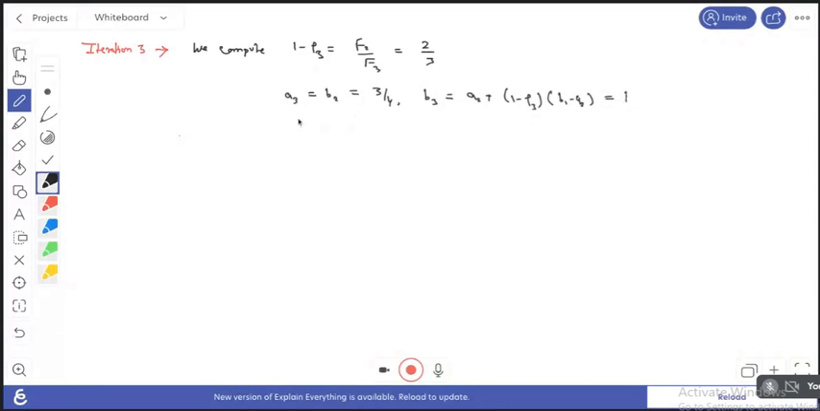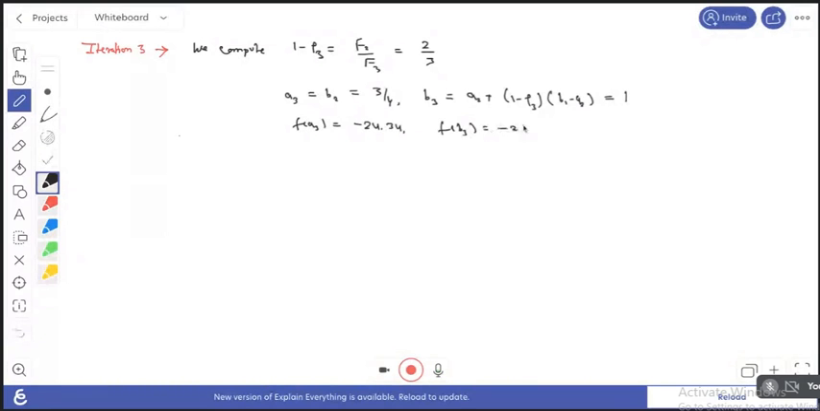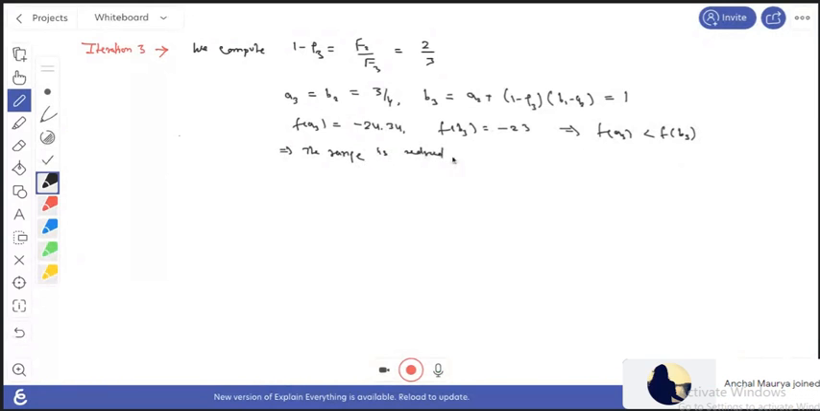And what is the value of F of A3? It equals minus 24.34, and F of B3 is minus 23. If we compare these two, we get that F of A3 is less than the functional value at 0.83. So this implies the range is reduced to A2, B3.